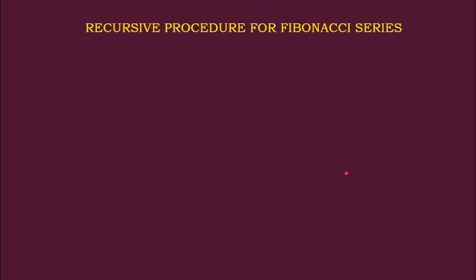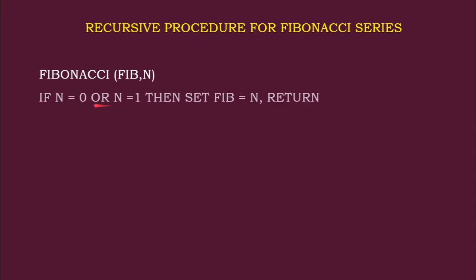Let us see the next example, which is the Fibonacci series. We know that Fibonacci series is the series generated by adding the two consecutive numbers. So this also is an example of recursion, where recursively two consecutive numbers are added. So how is it done? By this procedure, Fibonacci fib of n. Fib is the Fibonacci series number, n is the number of terms. How many terms are you going to generate? If n is equal to 0 or n is equal to 1, then set fib is equal to n. That means if the number of elements is 0 there is nothing, so fib is also 0. If n is equal to 1, fib is also 1.